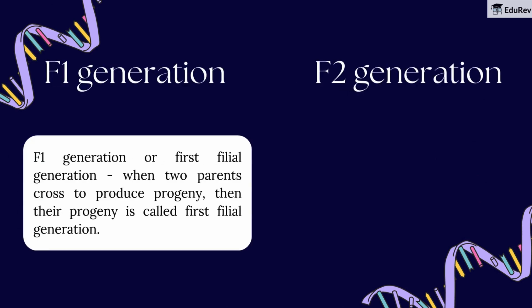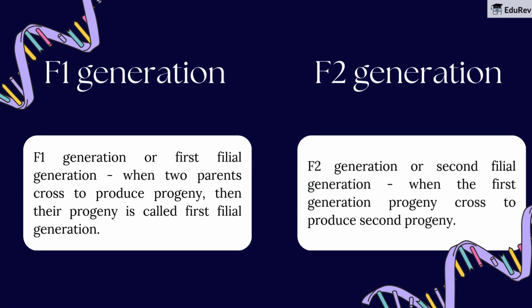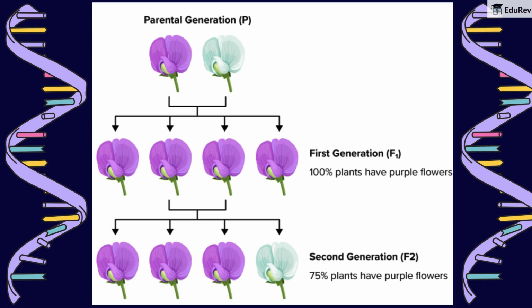F1 generation or first filial generation is when two parents cross to produce progeny. Then their progeny is called the first filial generation. F2 generation or second filial generation is when the first generation progeny produce second progeny. In the parental generation P, 100% of plants have purple flowers. In the second generation F2, 75% of plants have purple flowers.